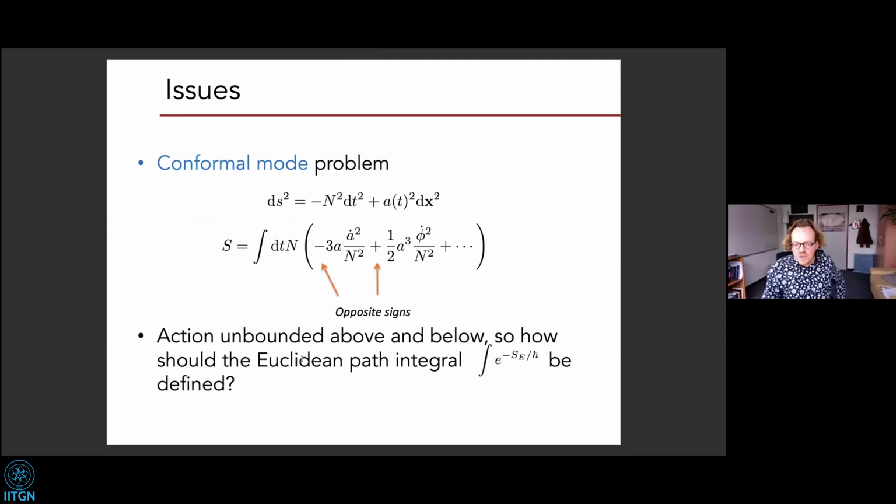Another problem is a general problem of gravity. That's the conformal mode problem. And this is that if you look at the action.